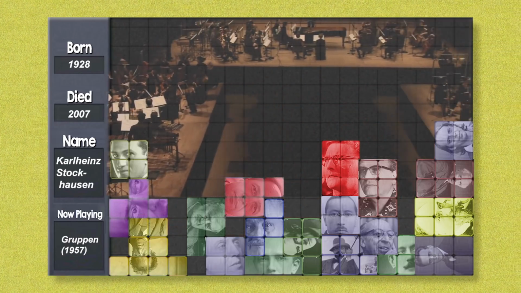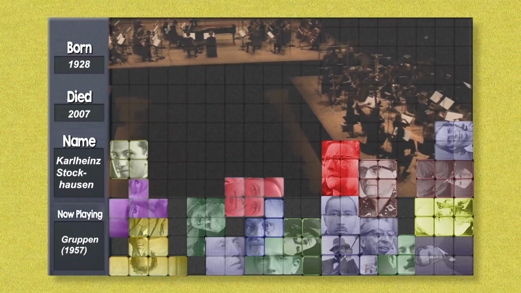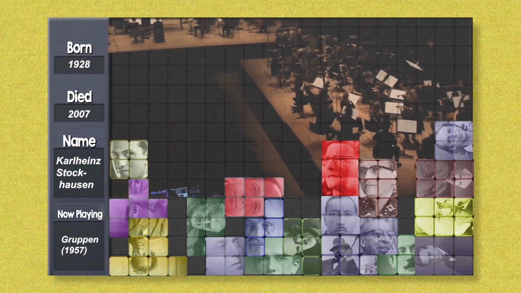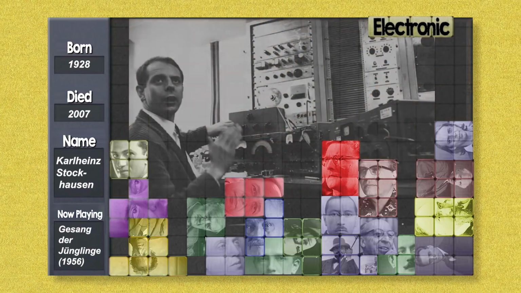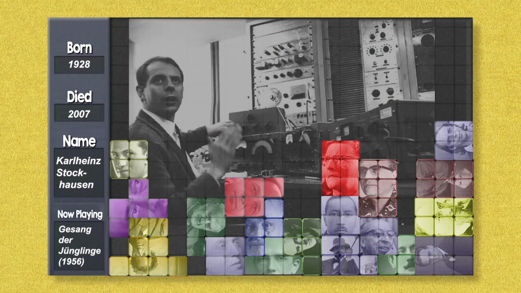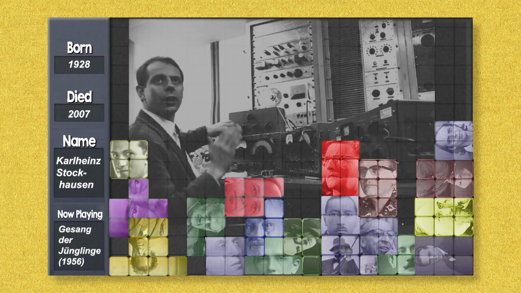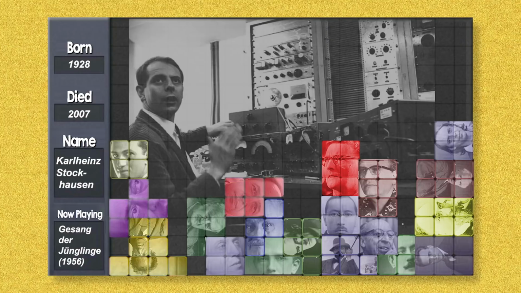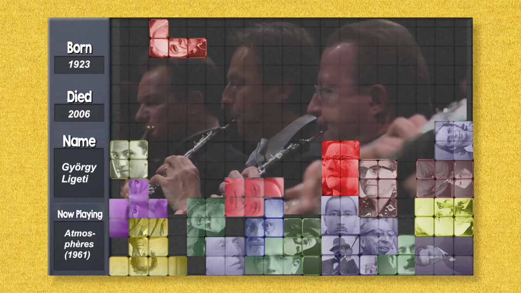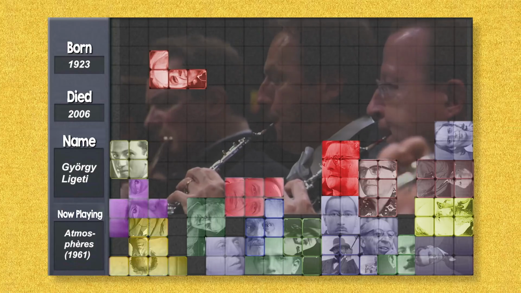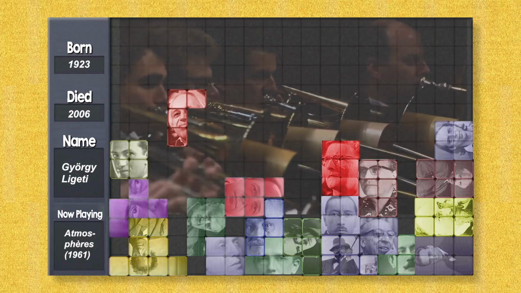Stockhausen's experimentalism saw him take in a huge range of approaches, from the three orchestras of Gruppen to the electronic work Gesang der Jünglinge. And the influence of early experiments into the new medium of electronic music affected many of this generation. György Ligeti took electronic sounding effects and brought them into the orchestral world, along with a sharp sense of humour and a fine ear for colour.